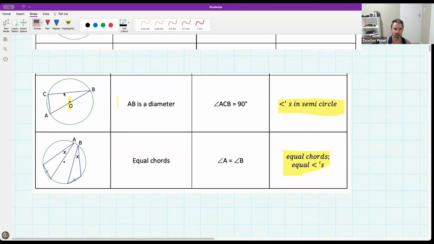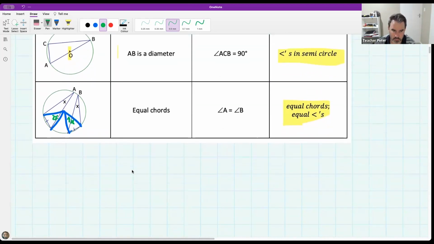So sure, if you have an equal chord, it subtends at the circumference, they'll be equal, but you also have it such that these two angles would also be equal. And in fact, both of these would be 2x because the angle at the center is double the angle at the circumference. Okay, so that was week one's theorem.